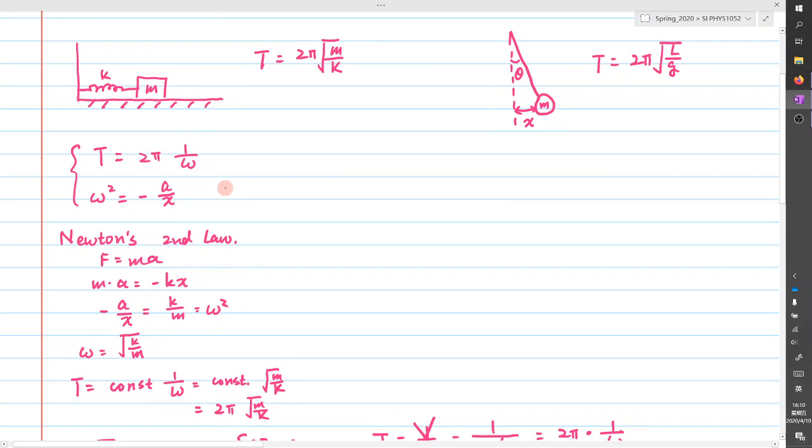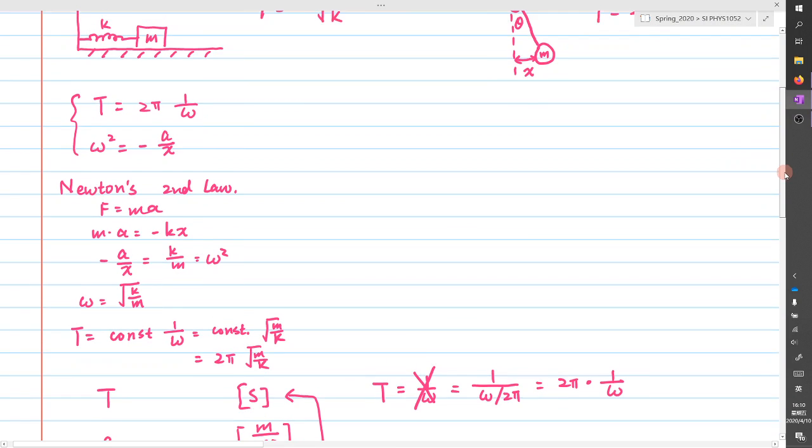Well, that's a bad looking pi, so I redraw that. So that's how we get it.